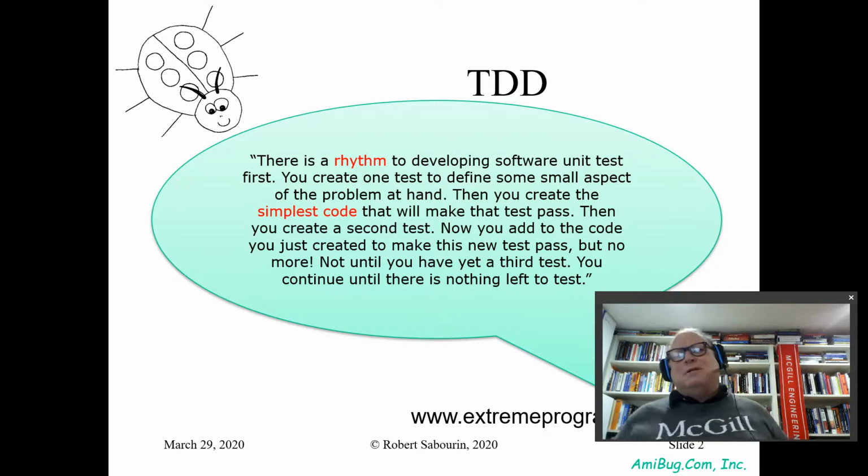So this is quoting the text from Kent Beck. There's a rhythm to developing software unit tests first. You create one test to define some small aspect of the problem at hand. Then you create the simplest code, the absolute simplest code that will make this test pass and no more. Then you make a second test. Now you add to the code you just created to make this new test pass, but no more. Not until you have a third test. And you continue until there is nothing left to test. So you don't write any code unless you have a failing unit test. And you know you're finished when you have nothing left to test.